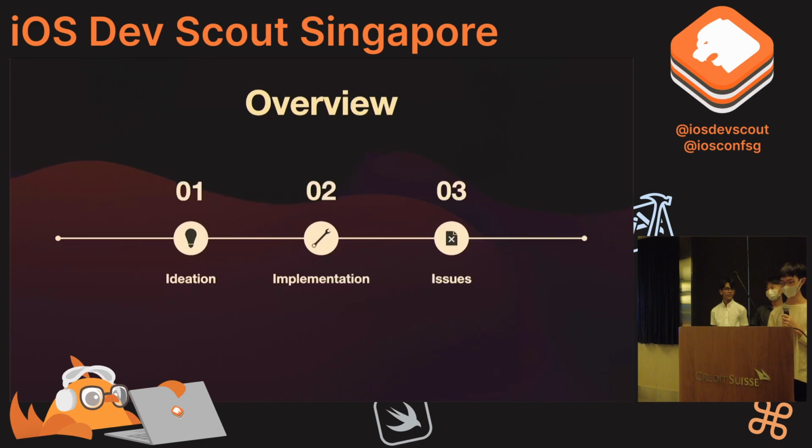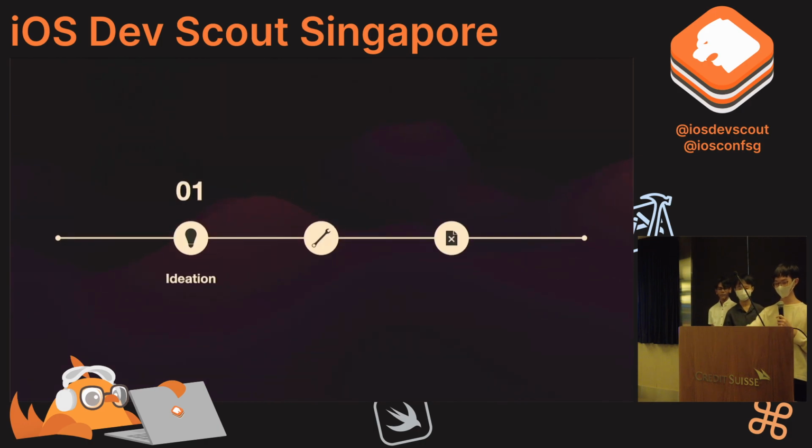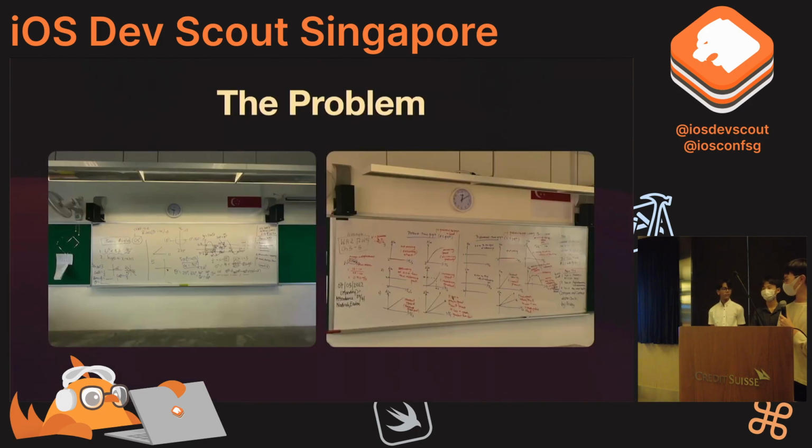So I'd like to go through our app's ideation, implementation, and some issues that we faced. So first, ideation. As previously mentioned, the problem. We take a lot of photos of whiteboards, documents, slides, but when we want to refer back to them, they get lost in the endless row that's our photos app. So we tried to make this app to solve that problem.